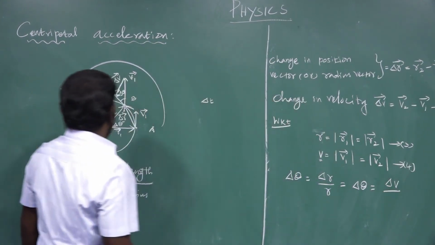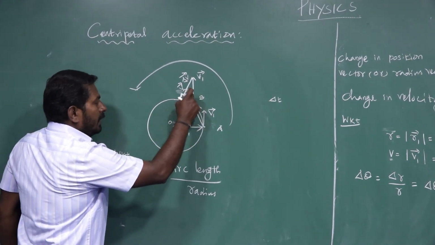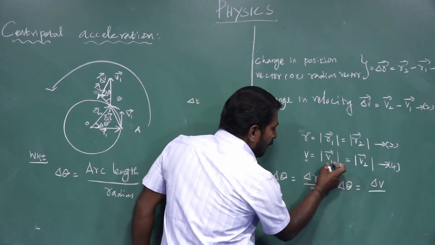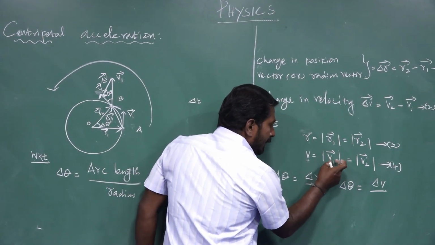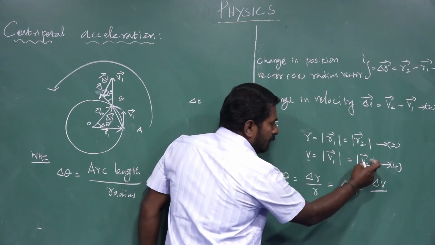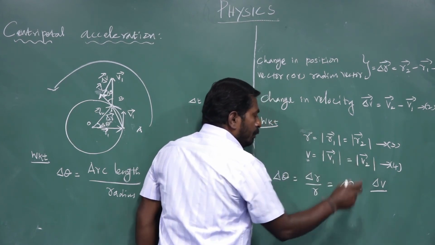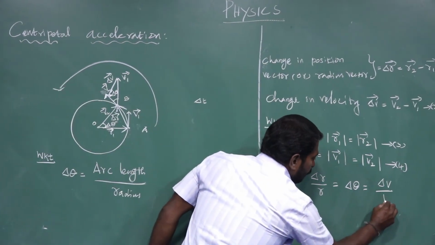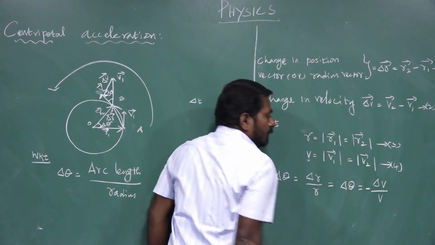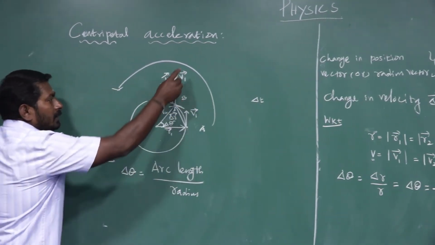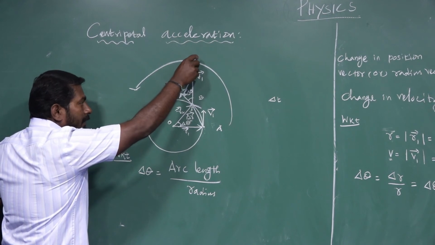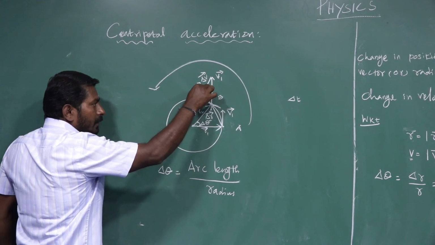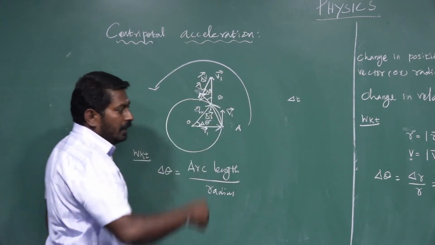divided by radius. Either we take v2 or v1, both have equal value, because the magnitude of linear velocity at point A and at this point B is the same. That's why I put V. But we have taken minus because the change in velocity is directed towards the center of the circular path. So that's why I put the negative sign.